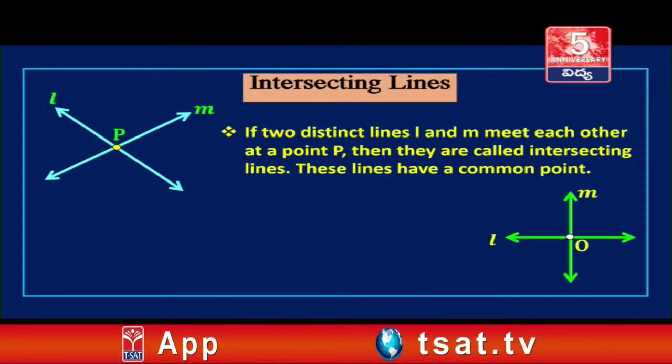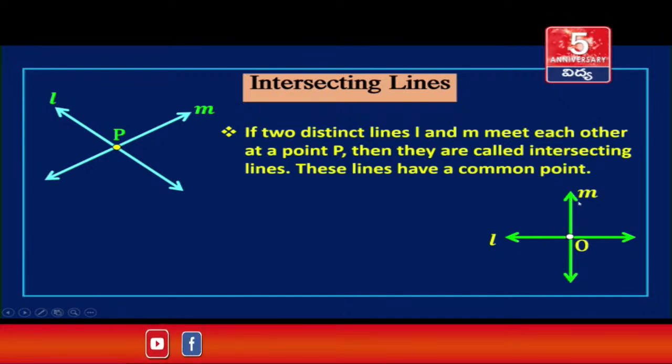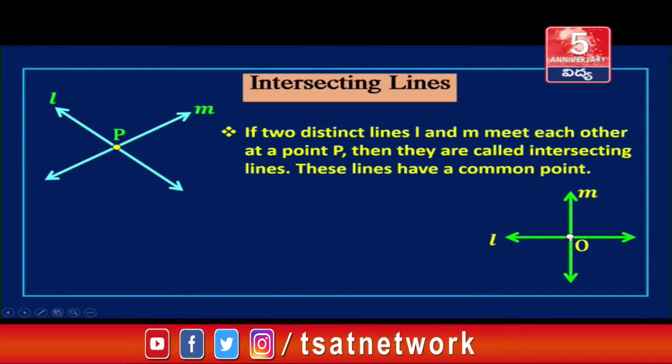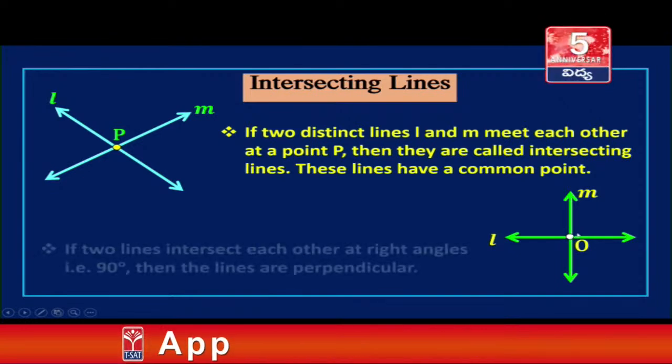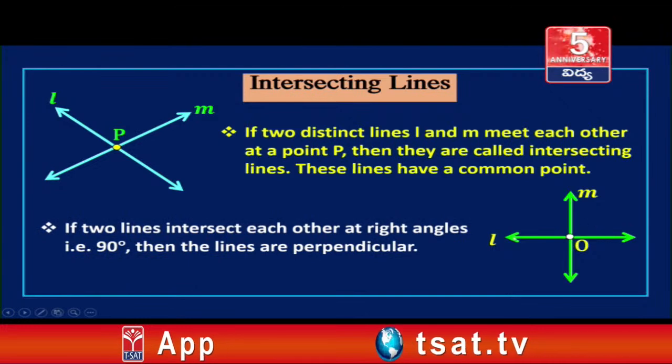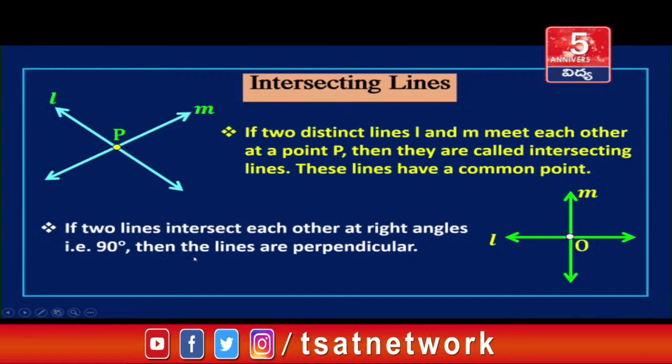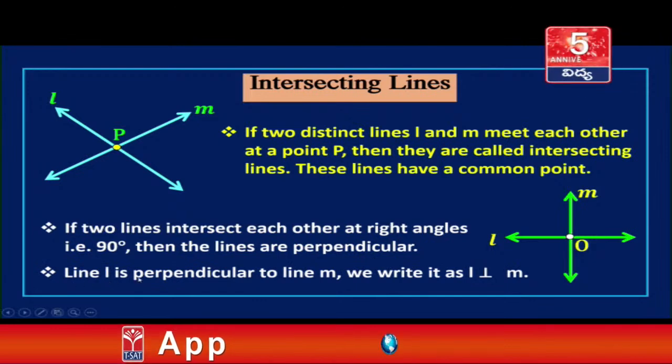Next one, perpendicular lines. See the picture. L is one line, M is another line. Two lines are intersecting at O with an angle of 90 degrees, or a right angle. If two lines intersect each other at right angles, that is 90 degrees, then the lines are perpendicular. It will be shown as line L is perpendicular to line M. We write it as L perpendicular to M.